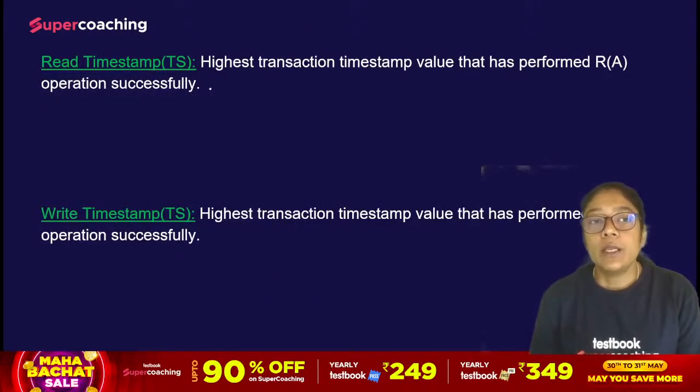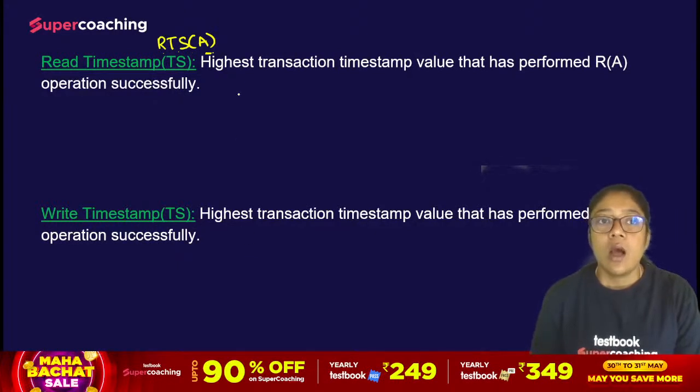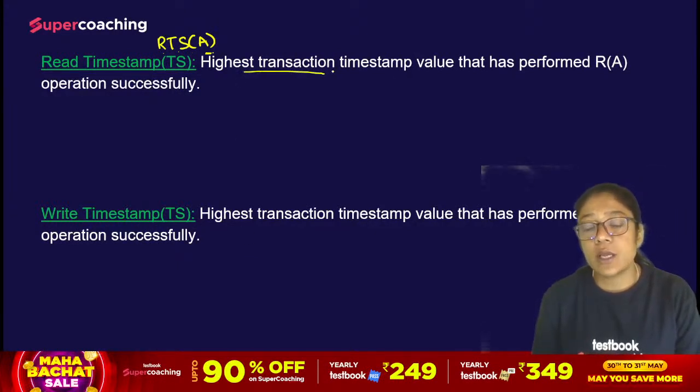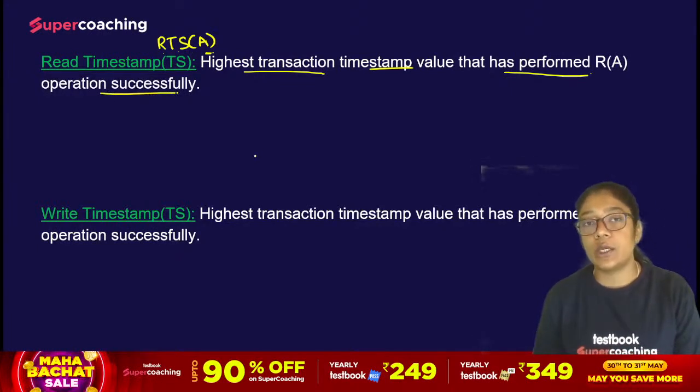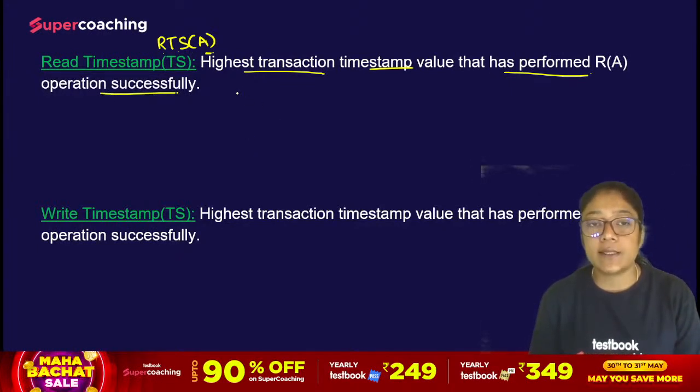Now here we will be using two terms. One is the read timestamp, which I'll be writing as RTS(A). That is the read timestamp performed on the data item A. That means this is the highest transaction timestamp value that has performed a read operation successfully. Now, what do I mean by this statement? For example, we have the transactions T1, T2, and T3 with the timestamp values 10, 20, and 30 respectively.